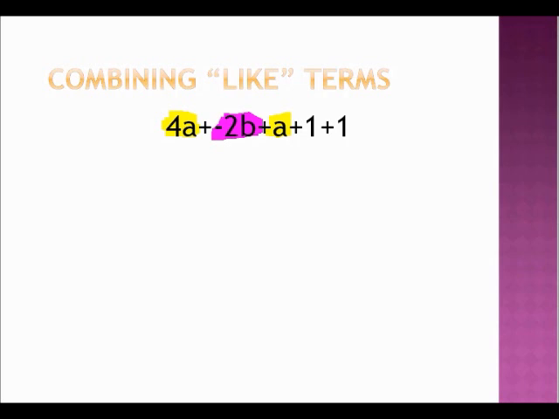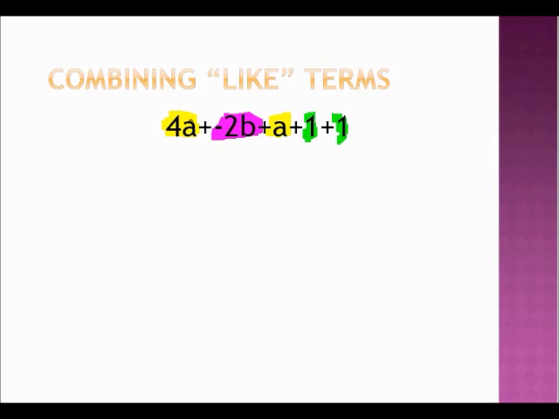And there are no other B's, so nothing else gets colored purple. I have 1 and 1 colored green because they are like terms. Neither one of them has a letter combination, so they are like terms. Now, whenever you are simplifying an expression or an equation, you can combine like terms.